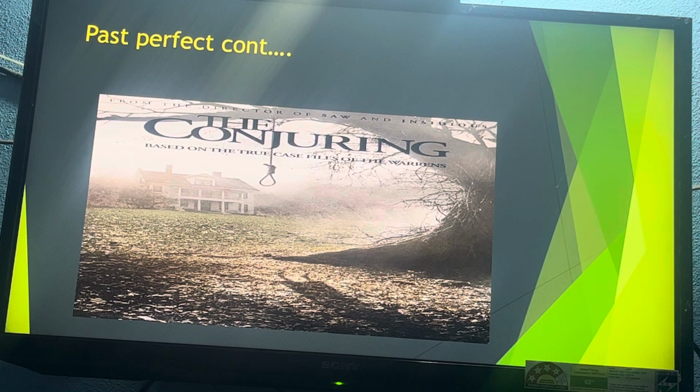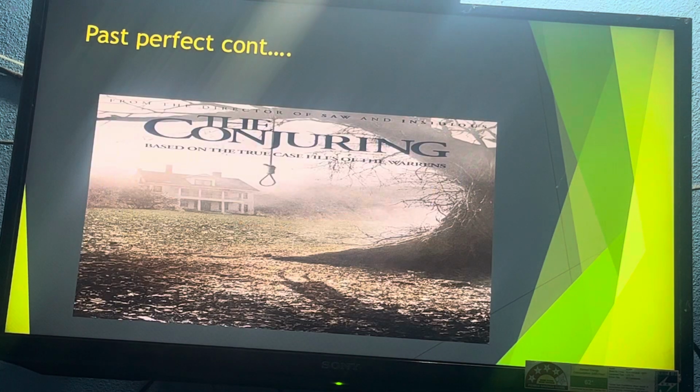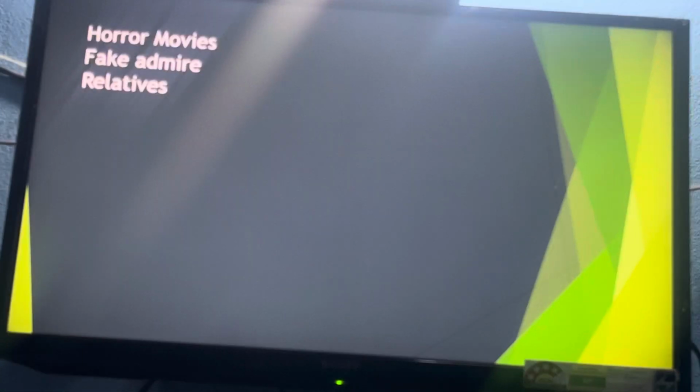People saw her, but there is no proof whether it exists or not. So mainly horror movies are based on proofless things, obviously. And mainly we get scared only due to the sound. Hope you're getting the point. So past perfect continuous we don't use in our day-to-day life. In case you want to become a horror movie script writer, then definitely you need to go for it. So the scenarios that we use it in are horror movies, fake admirations, or even the relatives use it.